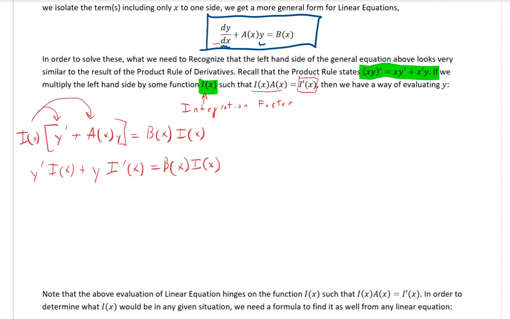So now this looks exactly like the product rule. I have the derivative of one times the other plus the one times the derivative of the other. That's the product rule. Or y times I of x, again, y would be some function of x, prime equals b of x I of x.